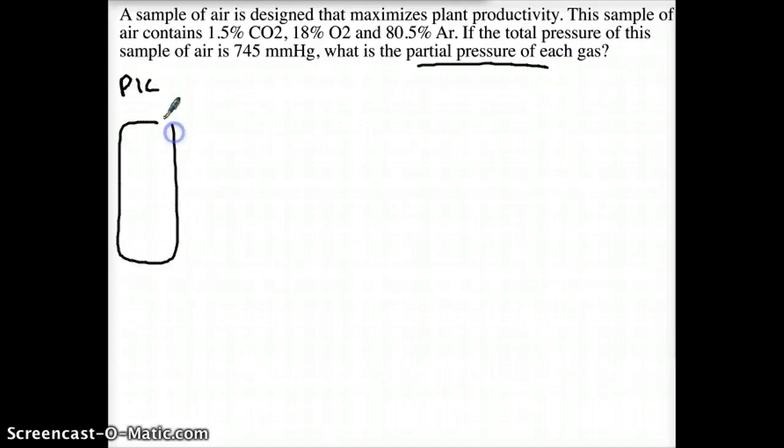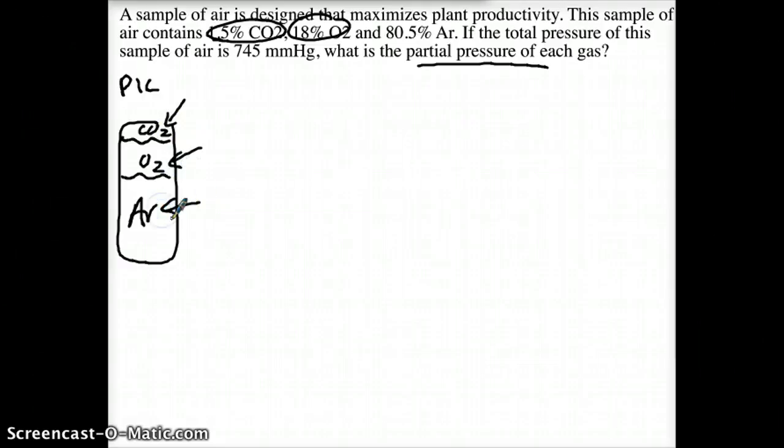Okay, so I have about 1.5% CO2. That's not very much. I have 18% O2. That's a little more. And then the rest is Ar. I want to know the partial pressure of each one of these. It's not given, but I am given the total pressure is equal to 745. Well, let's think. What do I know about partial pressure?